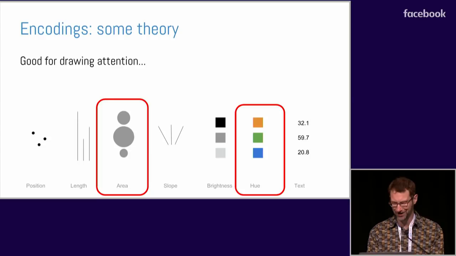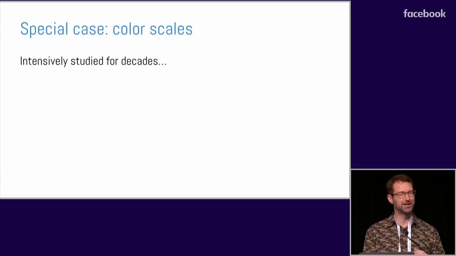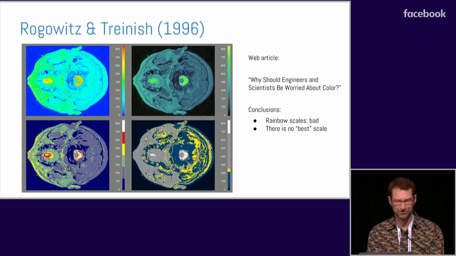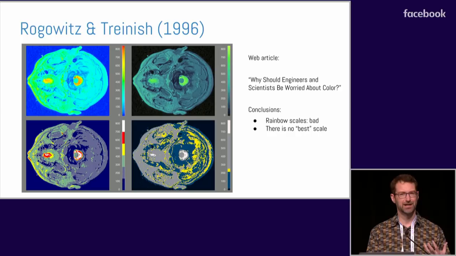Color, I want to talk a little bit about, just because this is in some ways one of the best understood phenomena, or encodings, and it's actually very subtle. Starting a couple decades ago, Rogowitz and Treinish were some of the people who really started doing this. People started asking, what is the right way, if you are showing numeric data with color, that you should show it? Now, an interesting question is, why are you showing numeric data using color? Because we just talked about how things like position, length, and so forth are so much better for communicating numbers.